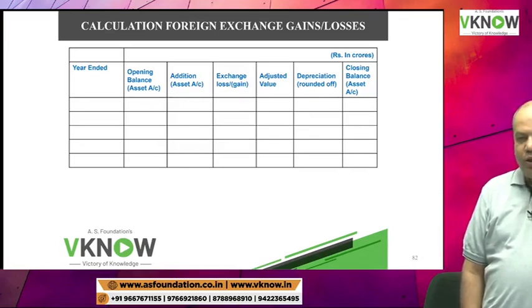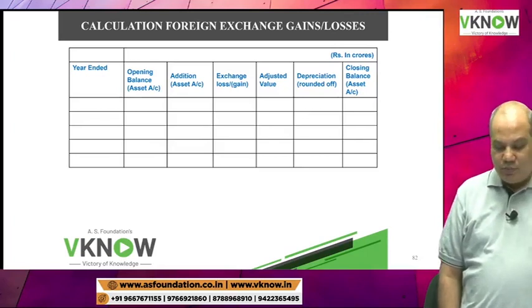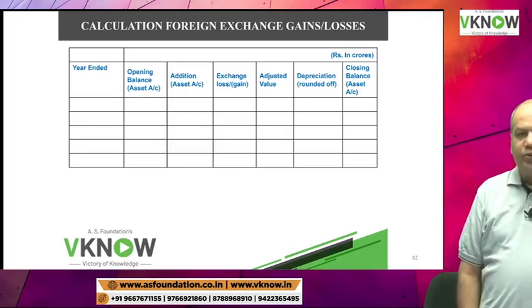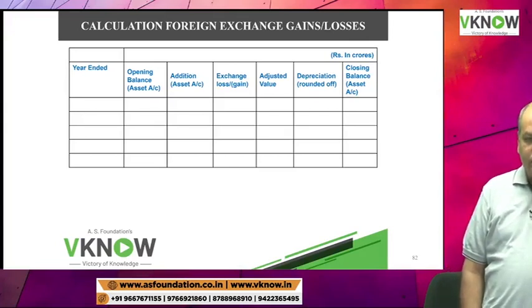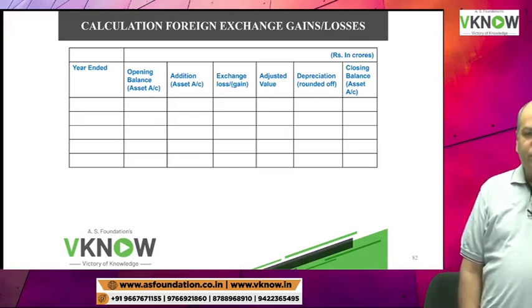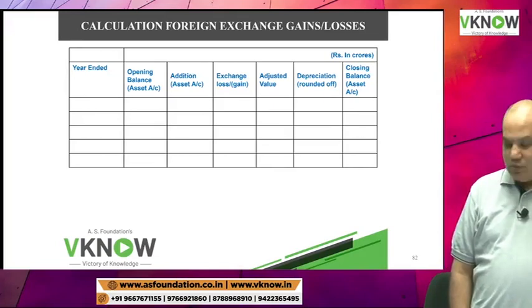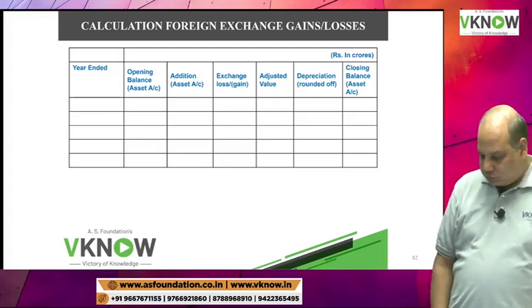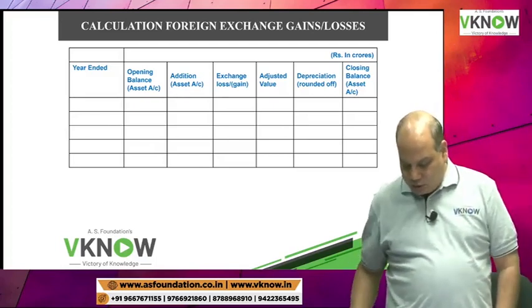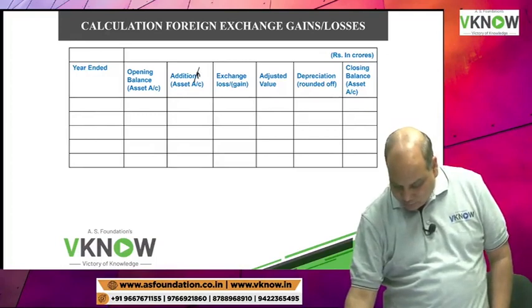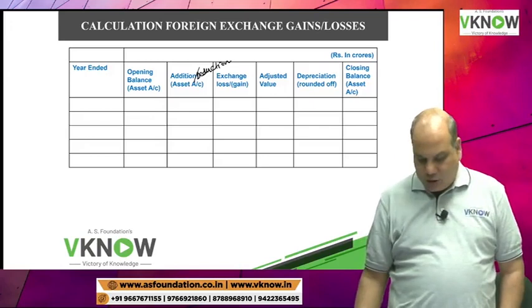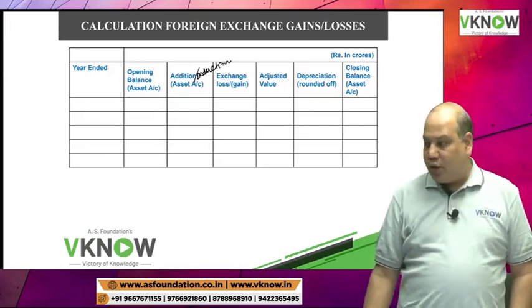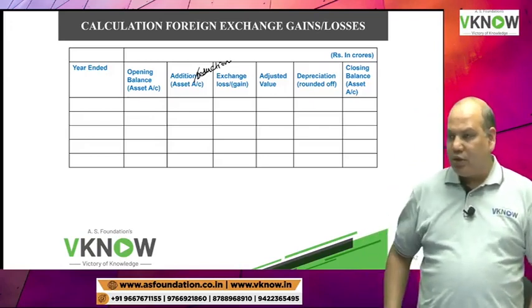Then opening balance in bracket asset account. This time we will not have FCMITDA. This time we will have the asset account. We are going to adjust the difference in the asset account, and then you will say addition or deduction in asset account.